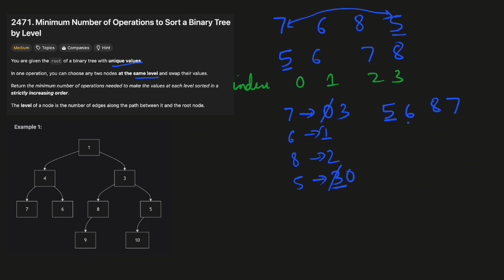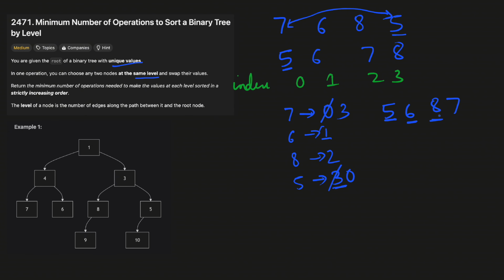Then we move to the next index, which contains value 6 in both the sorted and original array. So that means 6 is already at the correct position. Then we check the numbers at index 2, and we can see that in the sorted array we have number 7, but in the original array it is 8.